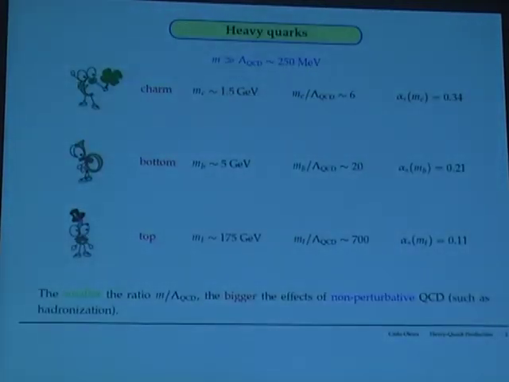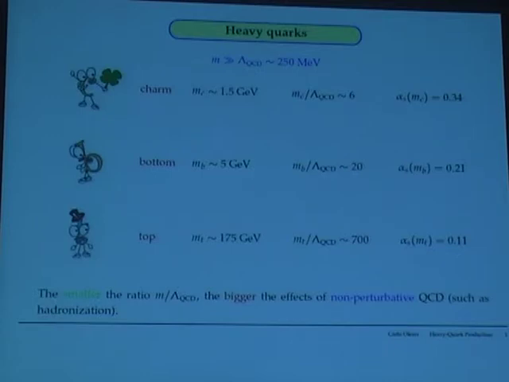Heavy quarks. What are heavy quarks? What is heavy? Heavy with respect to what? The typical scale in QCD, lambda QCD, is 250 MeV. So people think that heavy means charm, bottom or top, where the mass goes from 1.5 GeV to 175 GeV.